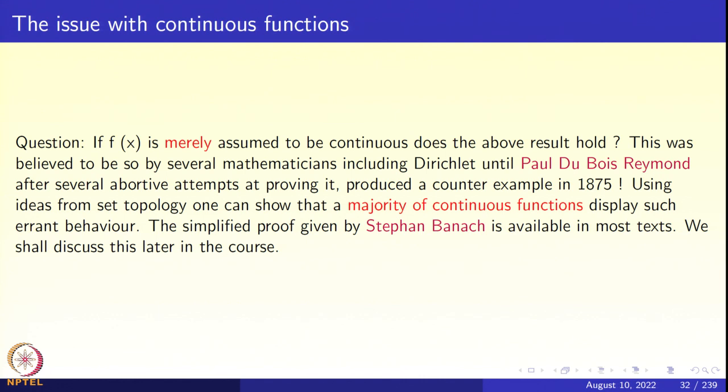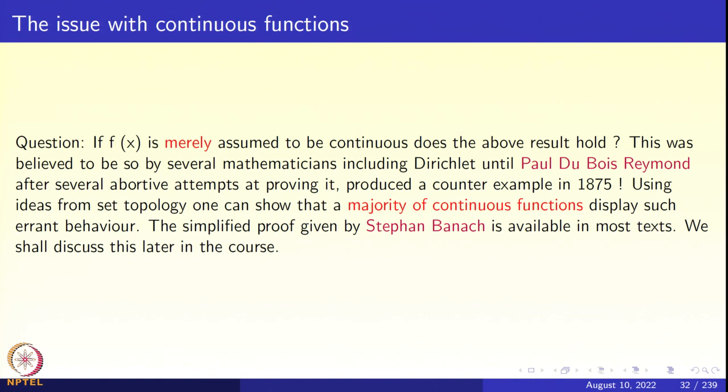So, now let us take stock of the situation. What is the issue? The issue with continuous functions: if f(x) is merely assumed to be continuous, then we know that pointwise convergence fails. But it was believed by many that the pointwise convergence holds, including Dirichlet, until Paul du Bois-Reymond, after several abortive attempts at proving it, produced a counterexample in 1875. Using ideas from point set topology, specifically the Baire category theorem, you can show that a majority of the continuous functions display such an errant behavior.